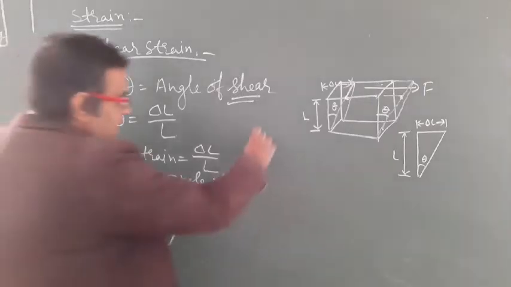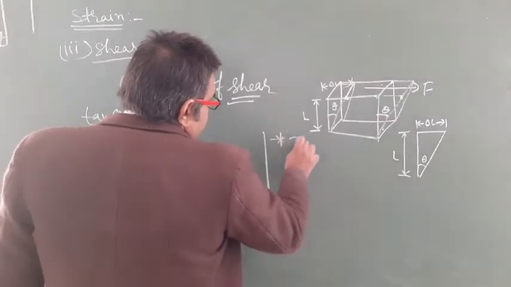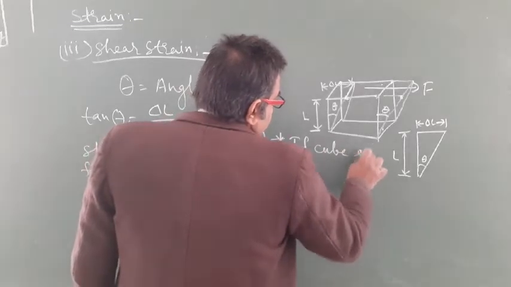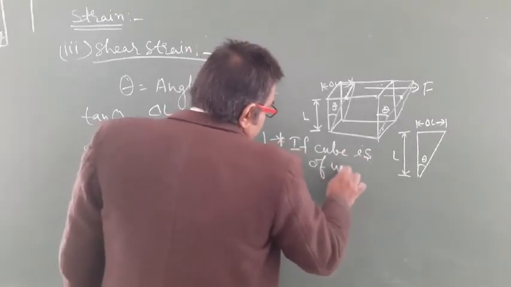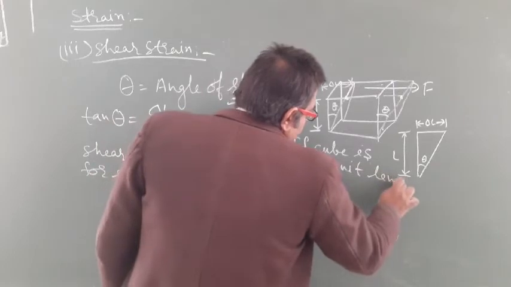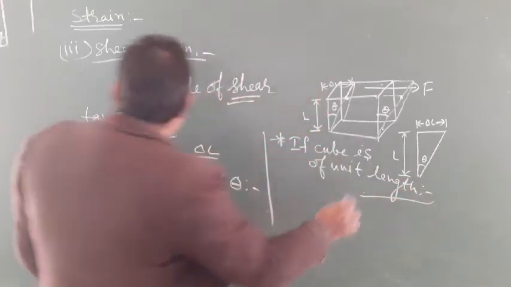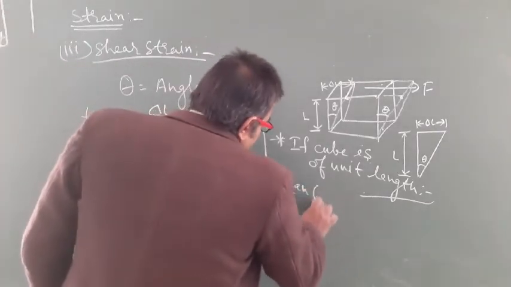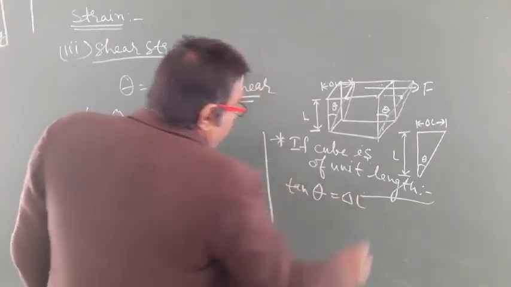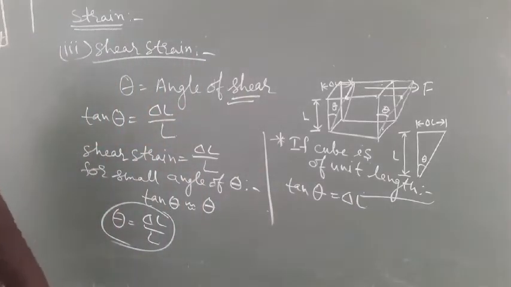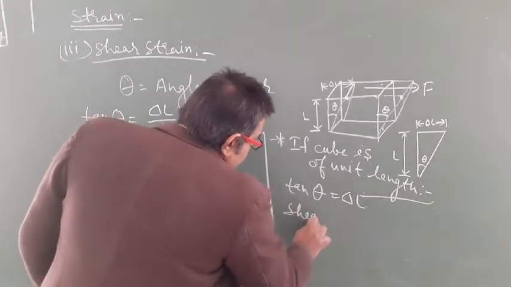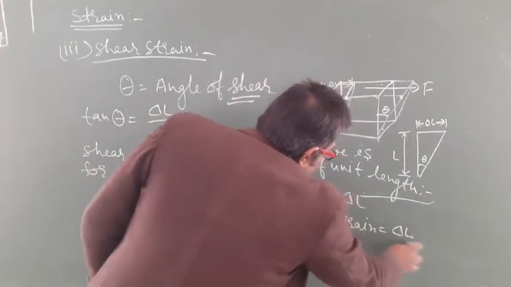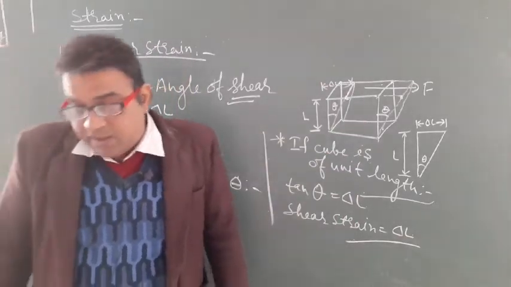If the cube is of unit length, then L is equal to 1, and then tan theta is equal to delta L. So shear strain is equal to delta L.